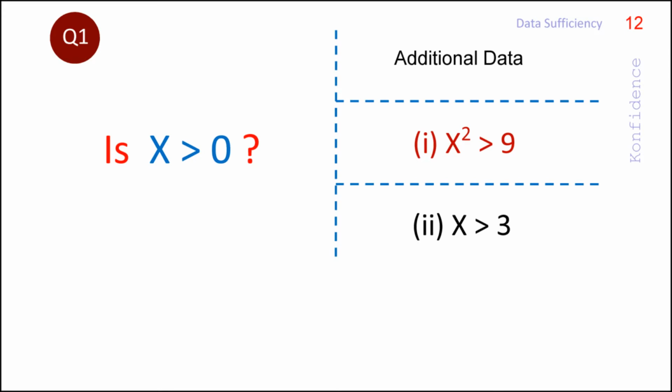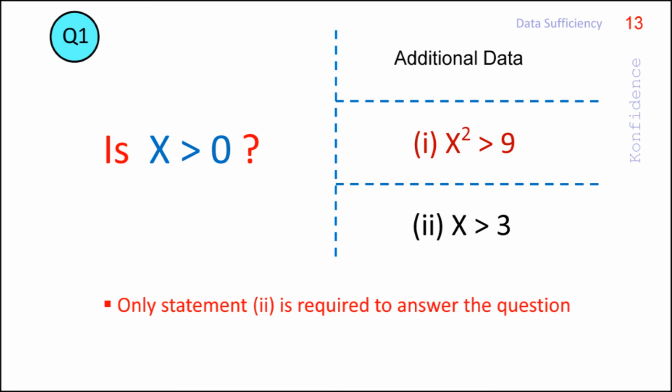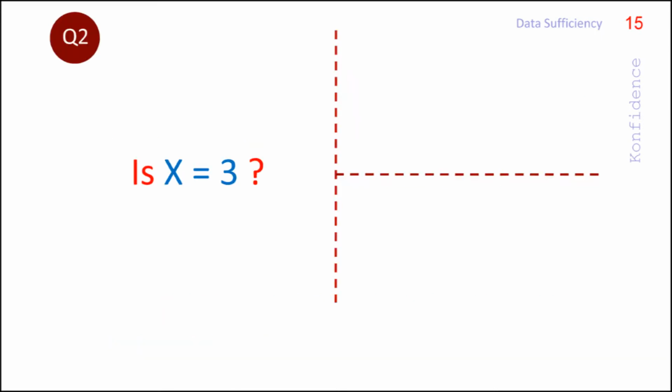Suppose we get another piece of data, x greater than 3. Now we know the answer is yes, because anything that is more than 3 has to be more than 0. So we need to have the second piece of data only if we want to answer the question. The first data is of no use to us.